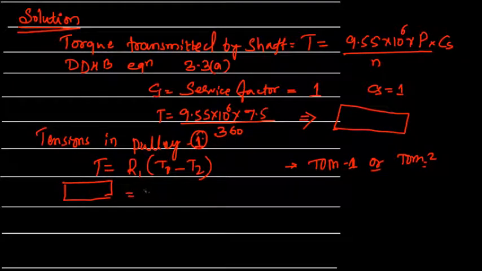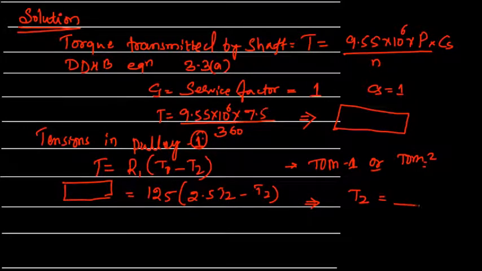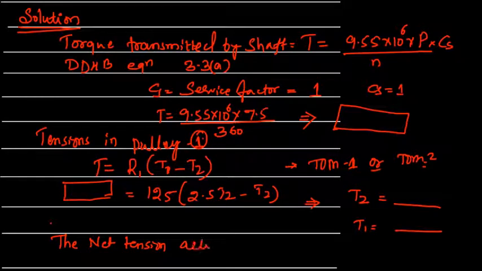In the case of R1, the radius of the pulley is 125 mm. Now we can substitute T1 equal to 2.5 times T2, minus T2. If you solve this equation, you are going to get the value of T2. Once you have the value of T2, then you calculate the value of T1. Now the net tension acting on pulley 1.